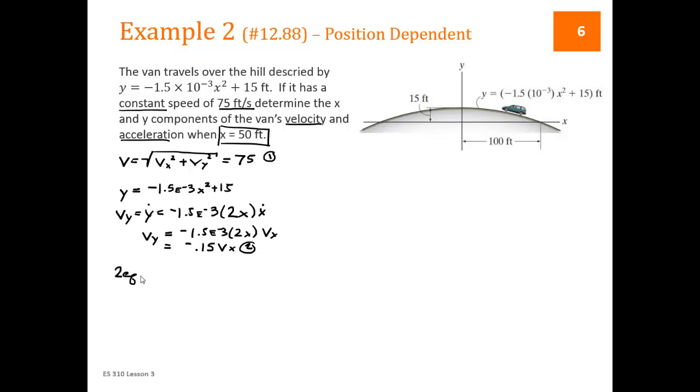Two equations, two unknowns, right? We can solve that, or Wolfram Alpha can solve that, or your calculator can solve that. And we end up getting that Vx is equal to negative 74.17 feet per second, and Vy is equal to 11.13 feet per second.